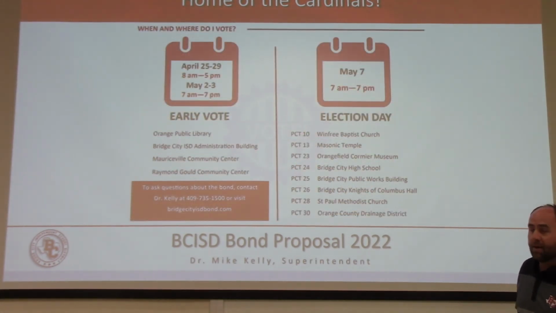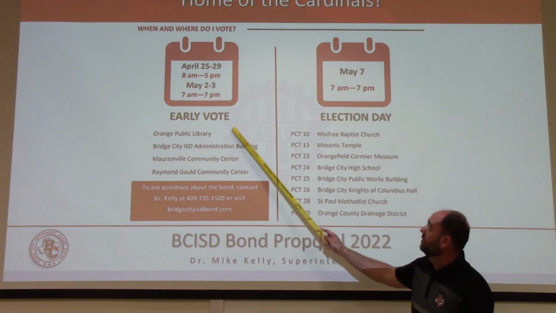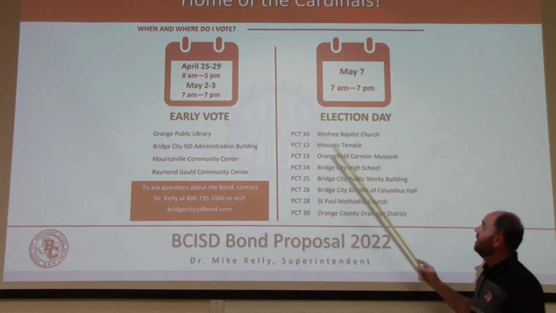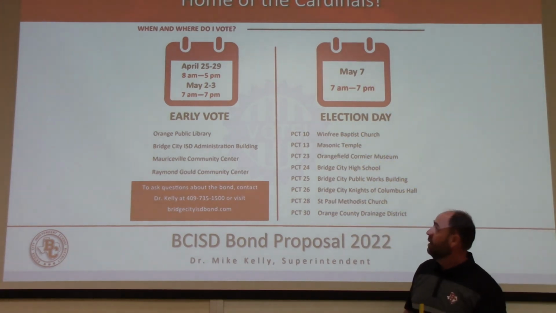This is just where and when. You can go back and look at this. Early voting is on the left. These are the dates. These are the places. And election day is May 7th, and here are the places by precinct.